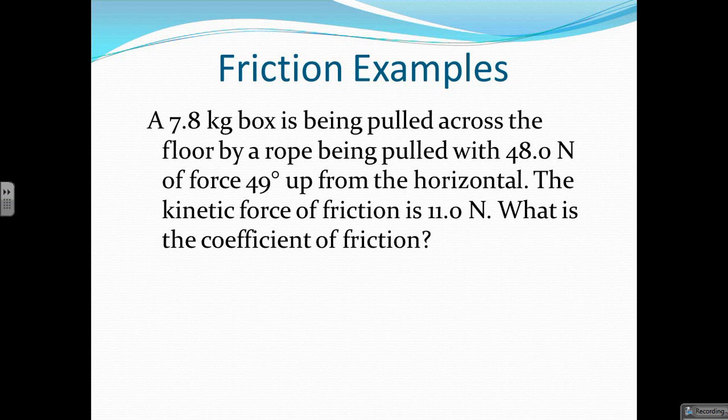Let's do an example on this. A 7.8 kilogram box is being pulled across the floor by a rope that has a force upon it of 48 newtons, and this rope makes an angle of 49 degrees up from the horizontal. The kinetic force of friction acting on this is 11 newtons. What we want to know is, what is the coefficient of friction?